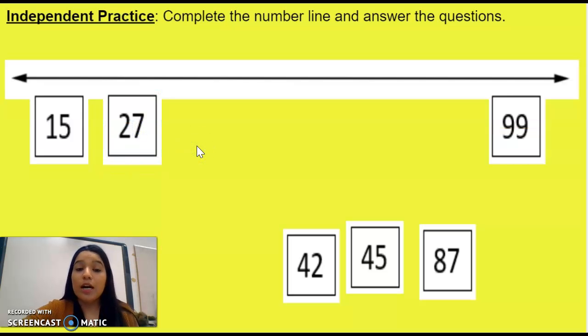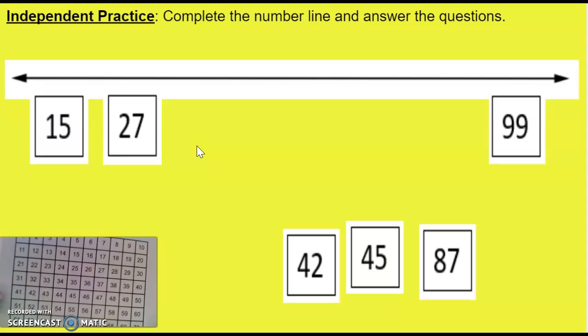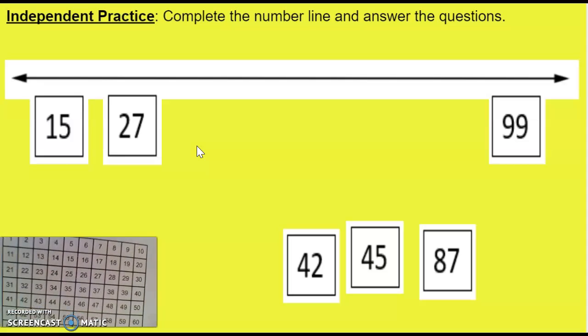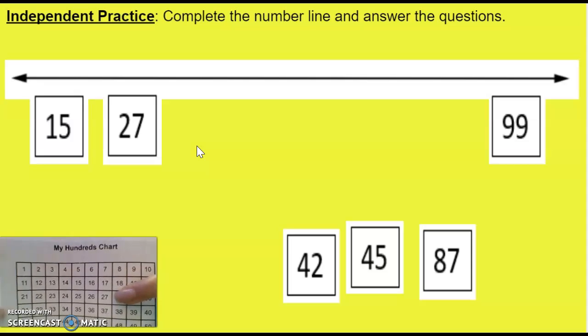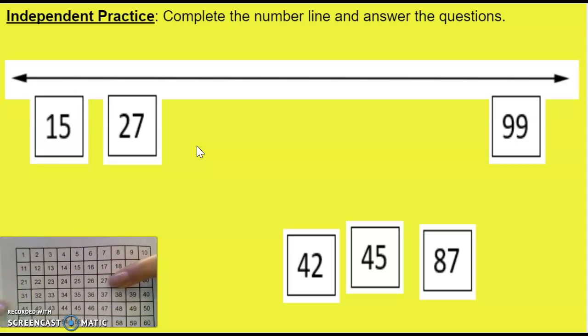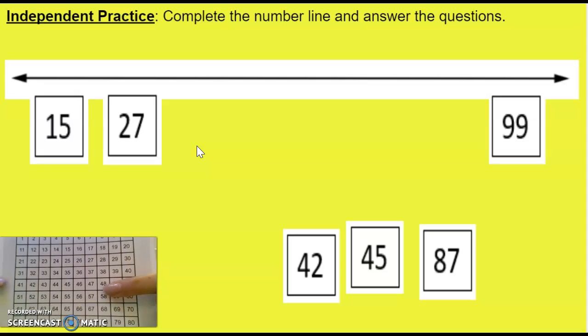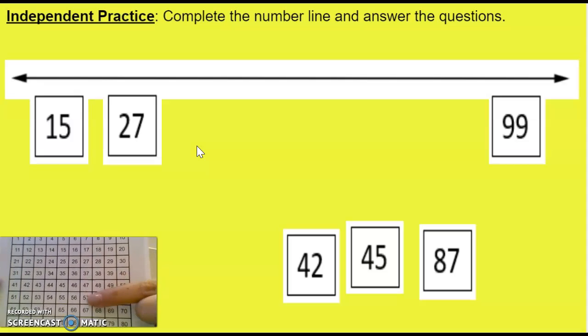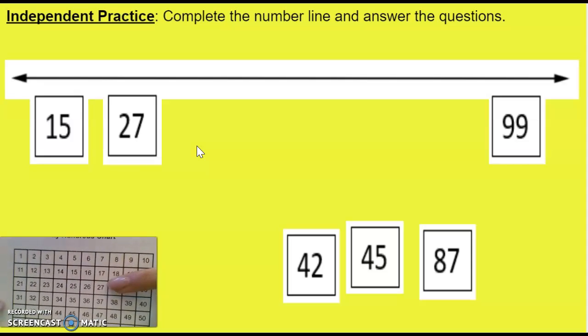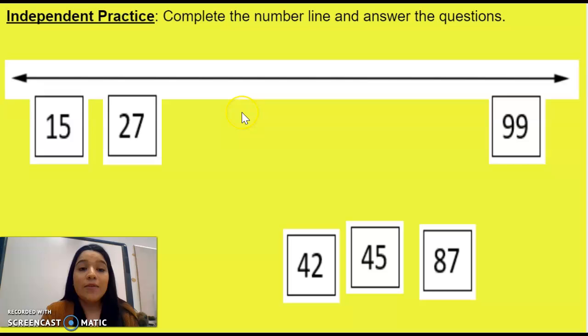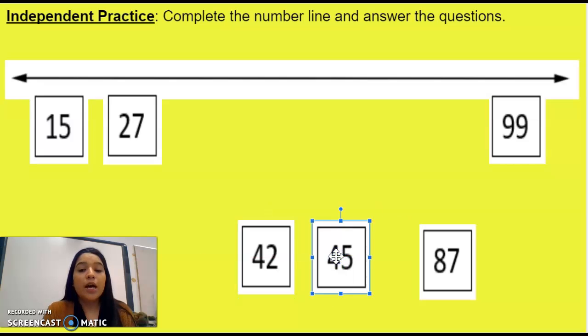And you could also use your hundreds chart to help you, because we can see that the number 27, I'm going to go ahead and look for it. It's right here. The number 27 comes before 45 and 42 and 87. So you can use your hundreds chart to help you as well. Now what comes after 27? Let's see, we have 42, 45, and 87. I'm thinking 42 and 45. But let's see, what comes first? 42 or 45?